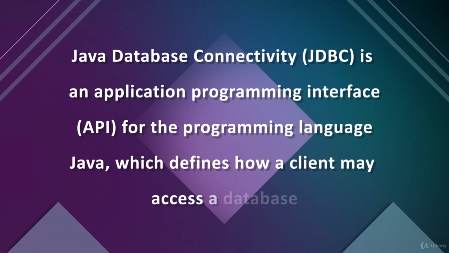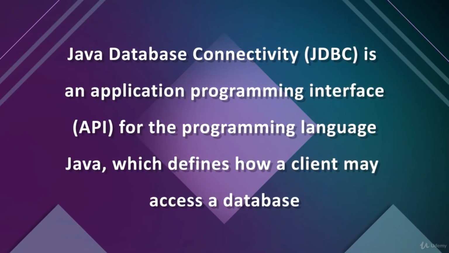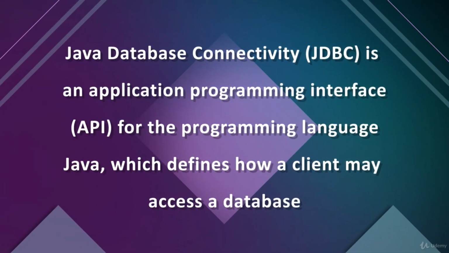Java Database Connectivity, or JDBC, is an application programming interface, or API, for the programming language Java, which defines how a client may access a database. It is a Java-based data access technology used for Java database connectivity. It is part of the Java Standard Edition platform from Oracle Corporation. It provides methods to query and update data in a database and is oriented towards relational databases.